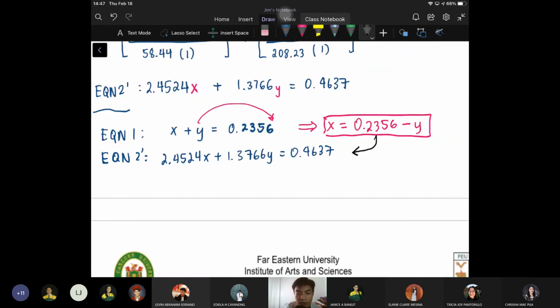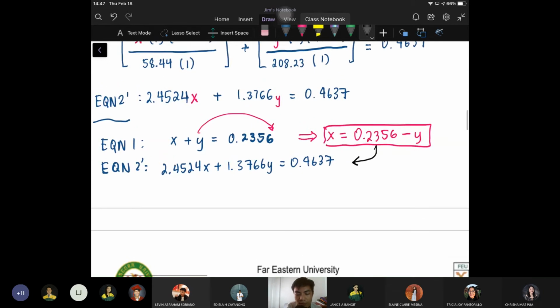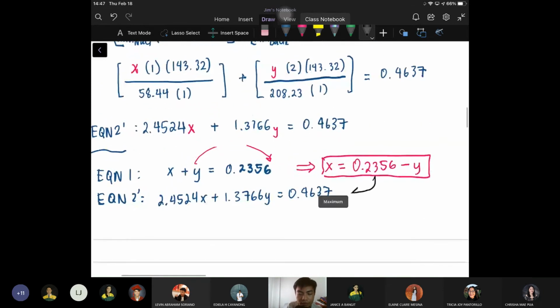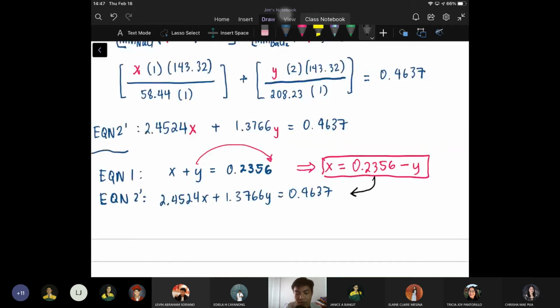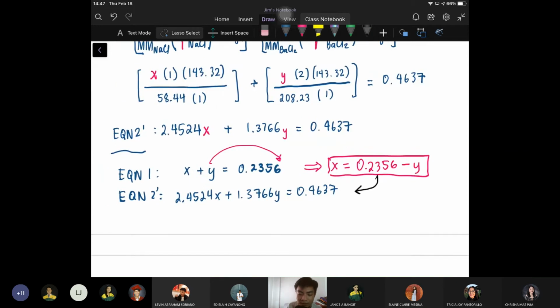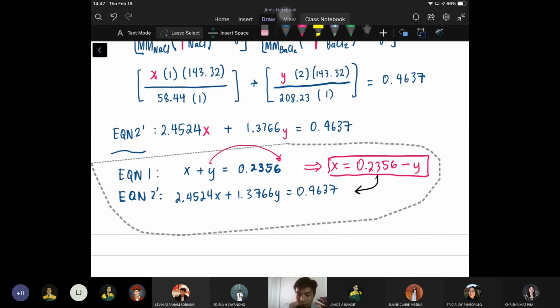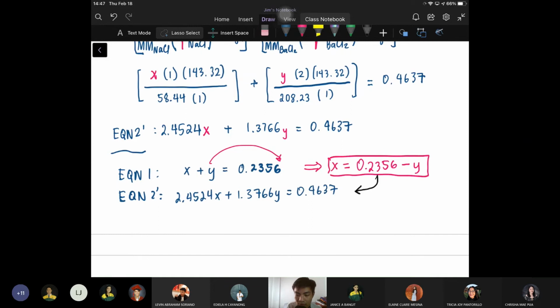Ginagawa nyo na to nung isotope mass before, no? So, nothing new, ha? Walang bago dito. Algebra na lang to eh. Lipat ko to sa kabila para mas malaki space ko. Ay, ayaw niya magpalipat.